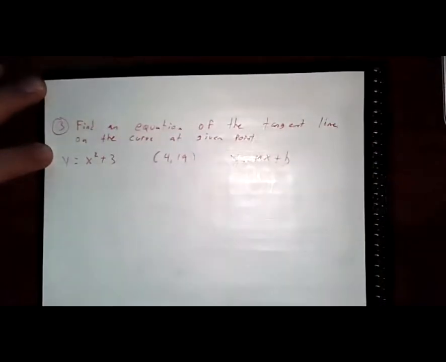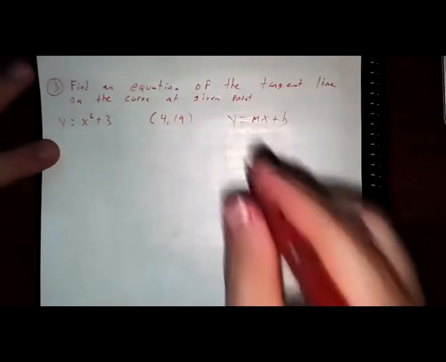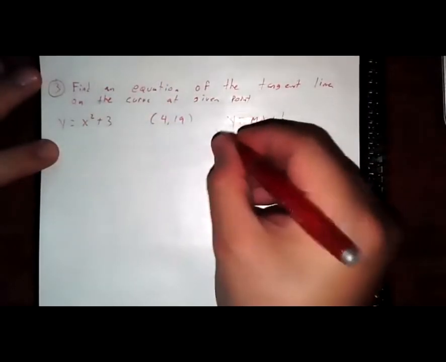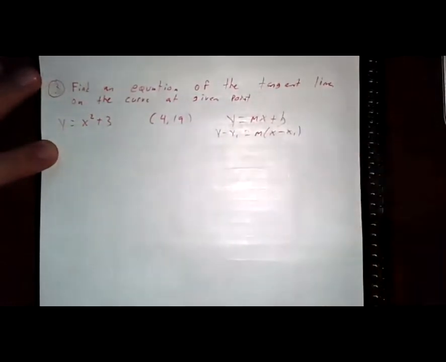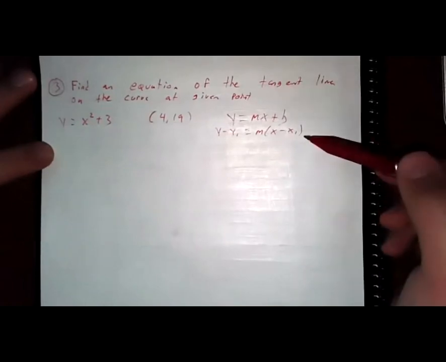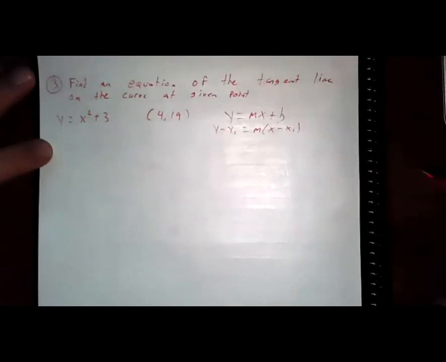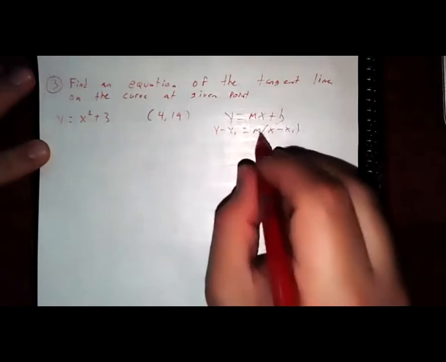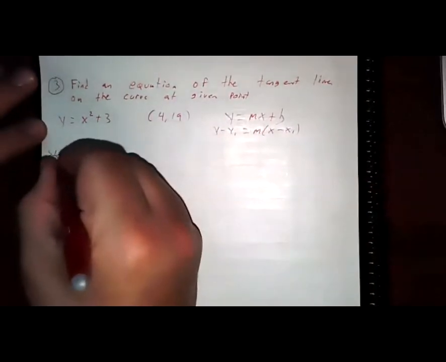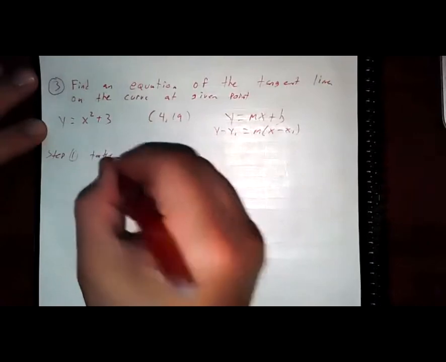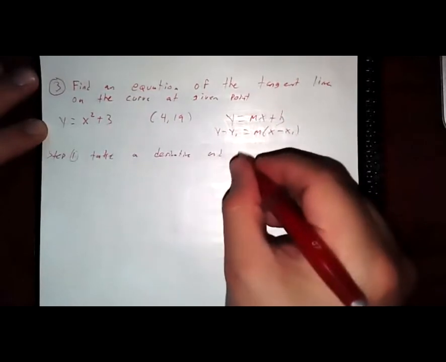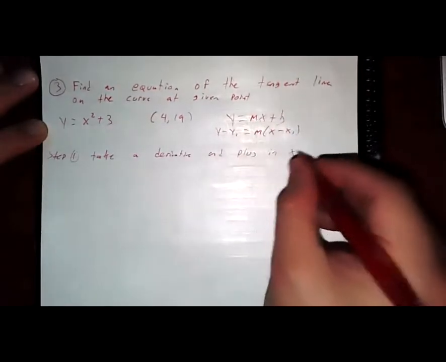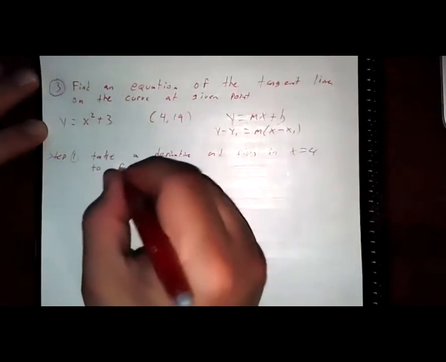Which is mx plus b. We should probably write down the formula, point slope formula. This one will be easier to use than this one. Just remember that the m is given by the derivative. So step 1, take a derivative and plug in x equals 4 to find the slope.